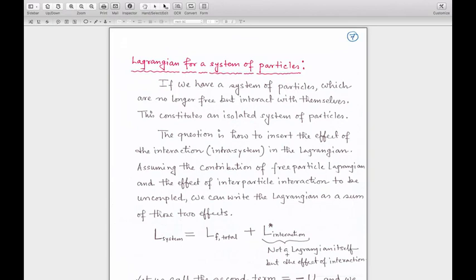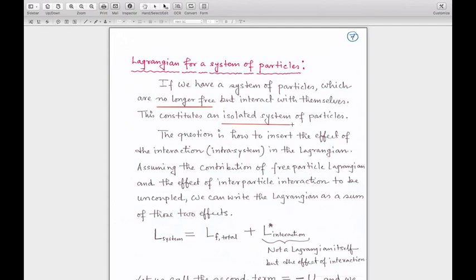Now, if we have a system of particles which are no longer free, but interact among themselves, that means it's an intra-system interaction. This constitutes an isolated system of particles. Very frequently in Landau's books you can see the word closed system. That was the ancient terminology. Nowadays we say this is an isolated system.